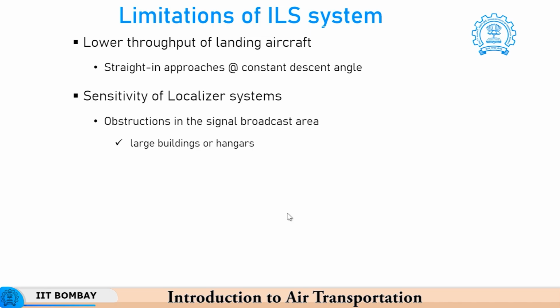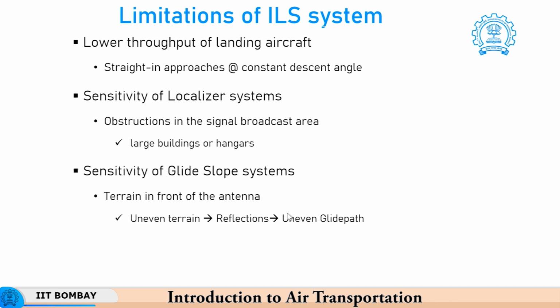Then the 2 components, localizer and glide slope transceivers, are very sensitive. Localizer is sensitive to the obstructions in the signal broadcast area, especially large hangars and buildings, they obstruct a lot, and the glide slope systems are very much sensitive to the terrain in front of the antenna. So, if you have uneven terrain in the glide slope, you will have multiple reflections. When you have multiple reflections, there will be an uneven glide path prescribed by the instrument in the cockpit. So, it is not really very handy.